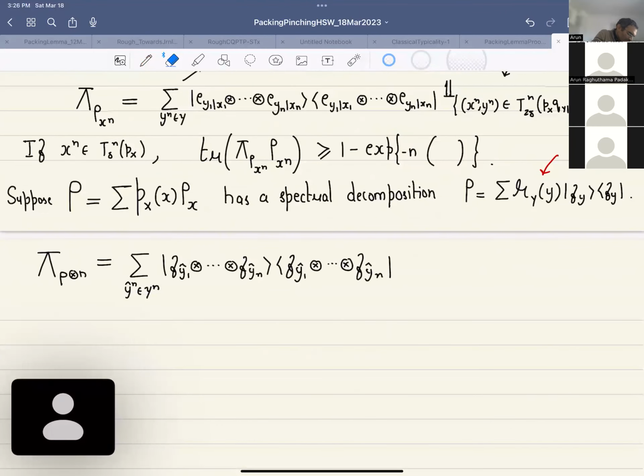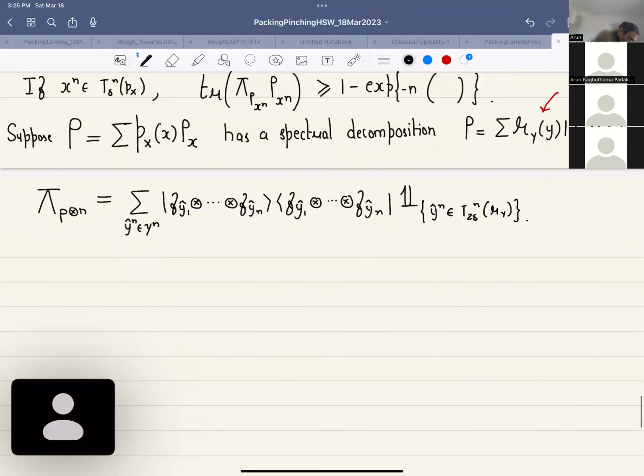So this projector is a completely different beast, and rho xn is a completely different animal, right? I mean, in some sense, they're related, but the relation is not apparent. Y hat n is a typical guy according to Ry, not Py, not Qy, but Ry.